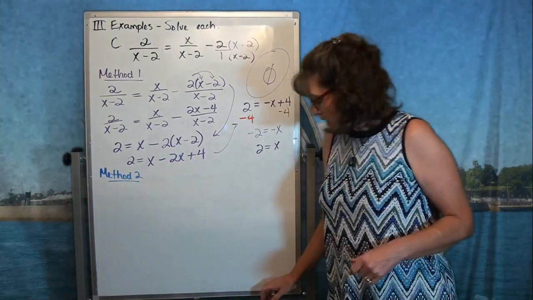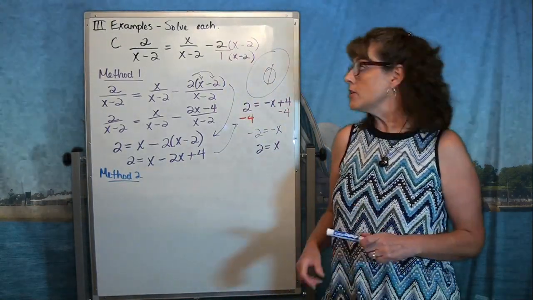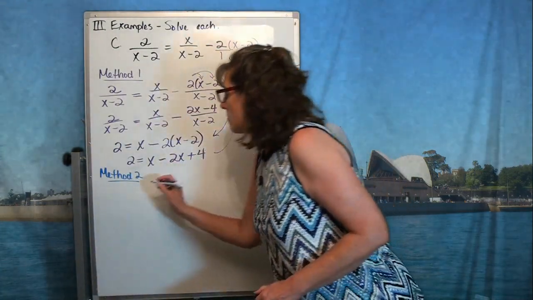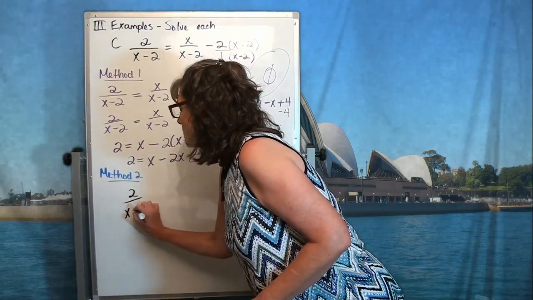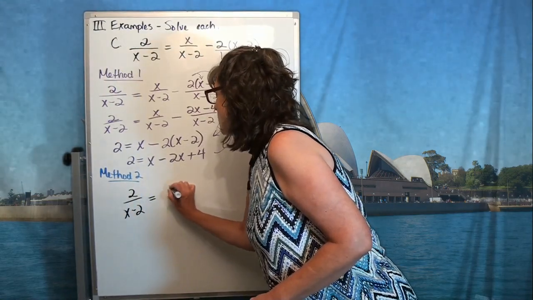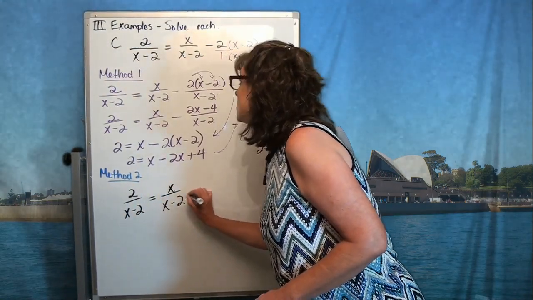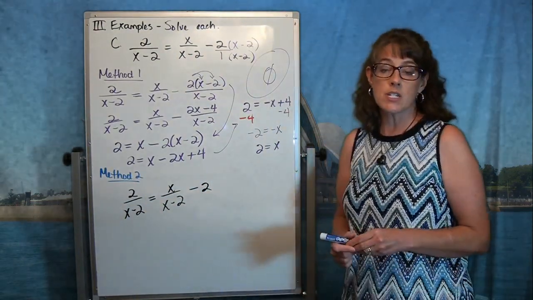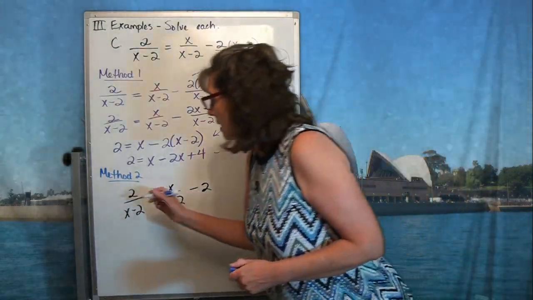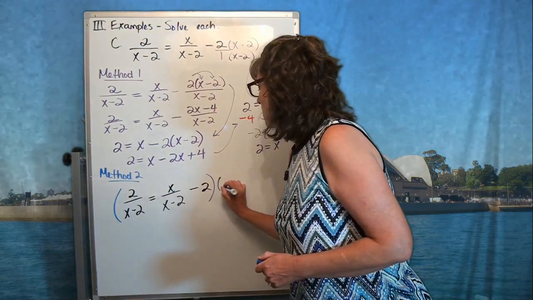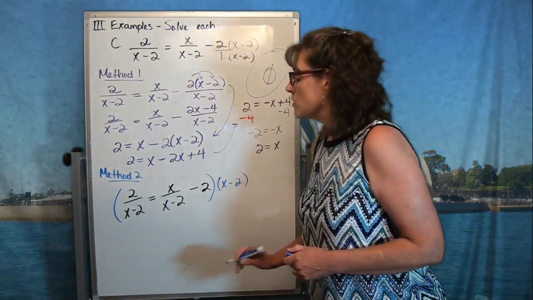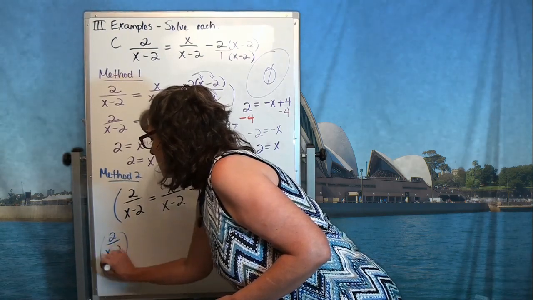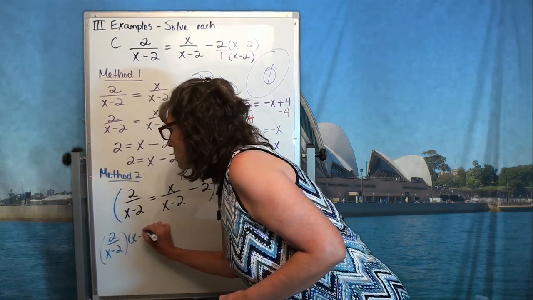Now, let's go check method 2. Remember, method 2 says I'm going to take my original equation here, my 2 over x minus 2 equal to x over x minus 2, and I'm going to multiply everything by that LCD. The LCD is still going to be my x minus 2, but I'm going to multiply everything by that. So that means I'm going to take my first term, my 2 over x minus 2, and multiply it by the x minus 2.